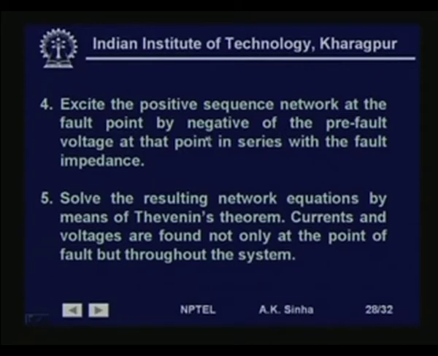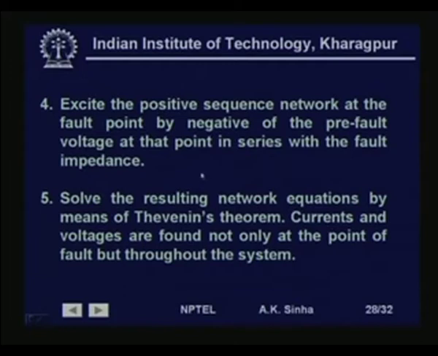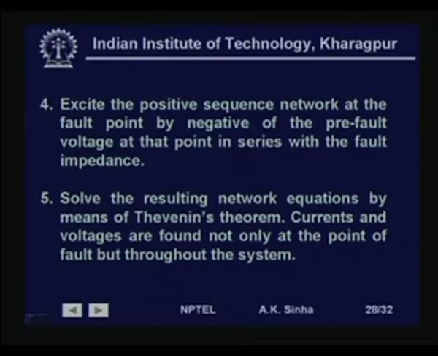When we do this, it will give us the currents and voltages caused by the introduction of the fault, that is, the changes caused by this fault, and these can be added or superimposed on the pre-fault values, and therefore we will get the final values. Solve the resulting network equations by means of Thevenin's theorem. Currents and voltages are found not only for the point of fault, but throughout the system. So, once we find these changes, we superimpose them on the pre-fault conditions, and then we know the voltages and currents at various points in the system. So, this is the algorithm that we use for solving the faulted system, that is, analyzing the system under fault conditions.